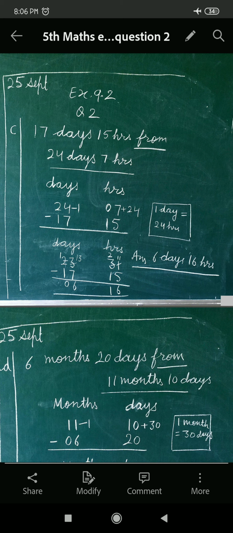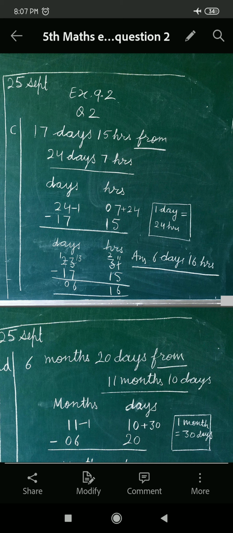In addition and subtraction, you be particular. In addition you can exchange addends, but in subtraction you will have to see it is from 24 days 7 hours. Then we'll have to write this statement first. You be particular about arrangement, and then we'll write this statement 17 days 15 hours. And now we'll subtract. We cannot subtract 15 from 7 hours. So what we'll do? We'll borrow from days, and from days we'll subtract 1.